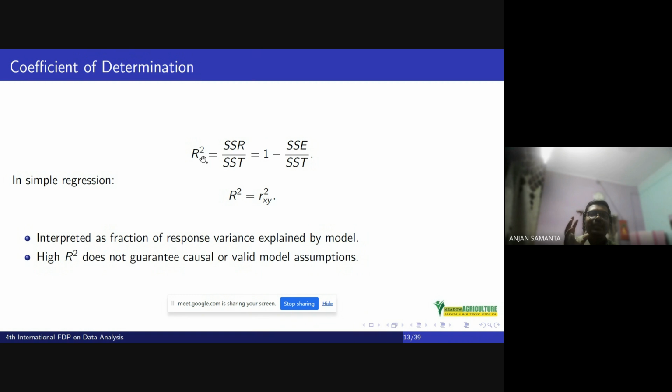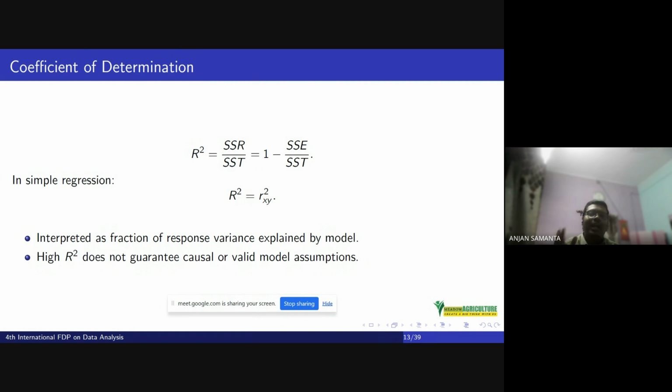So best fit means there will be no error. If there is no error, that means this SSE term would be 0. So if you put a 0 here, what are you getting? R square equal to 1. That means that is the best fit possible line. If you can have a line where R square equals 1, you have the best fit line. But in reality, it is not possible to have R square equal to 1 because the data is not always lying on a straight line.